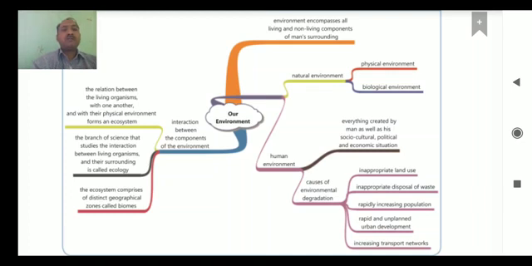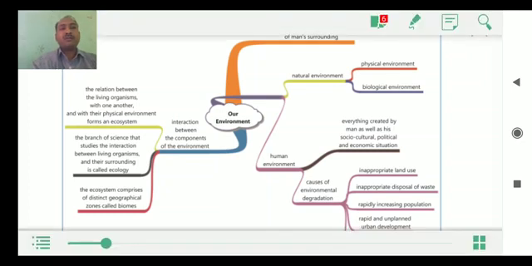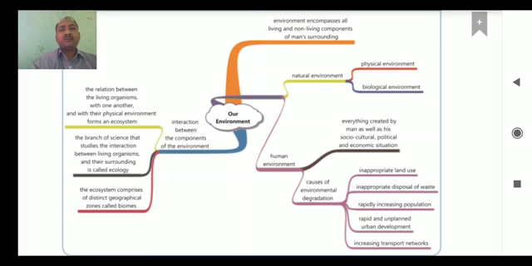Second point, you know very well that we always use different types of things at home, and something that is not useful for us, we throw into the dustbin. If you don't throw it into a dustbin, and if you throw it anywhere you feel, definitely there will be a great loss of environment, and it will create a burden over the environment.